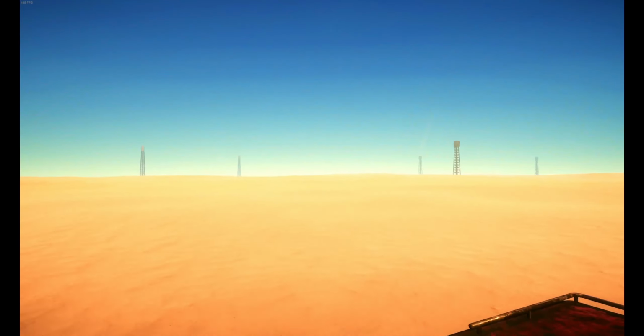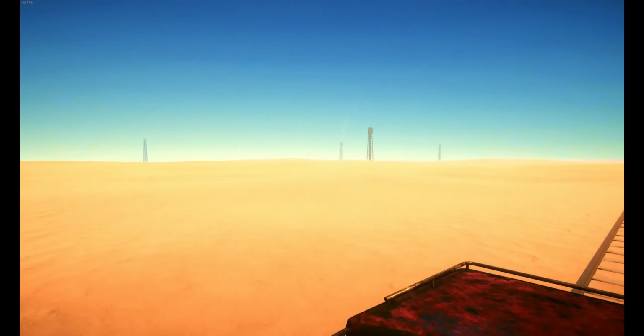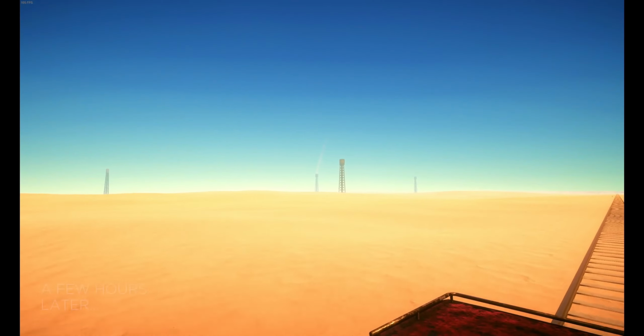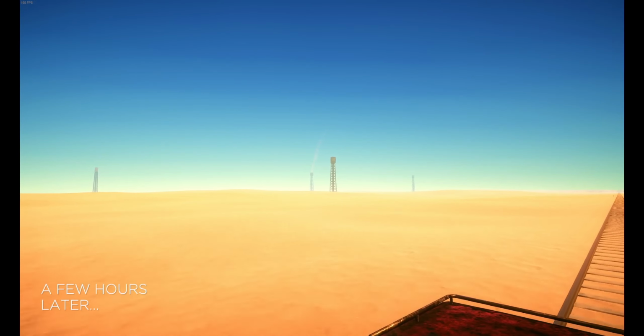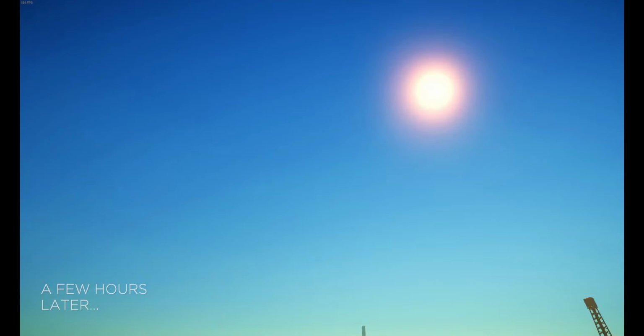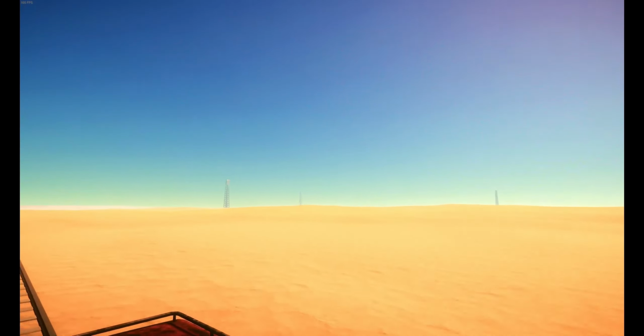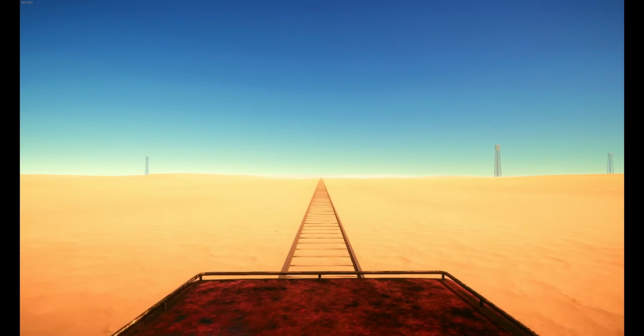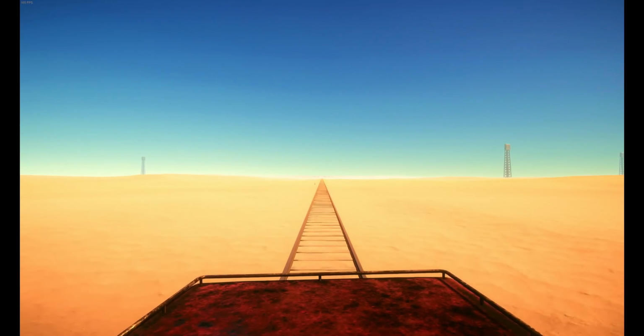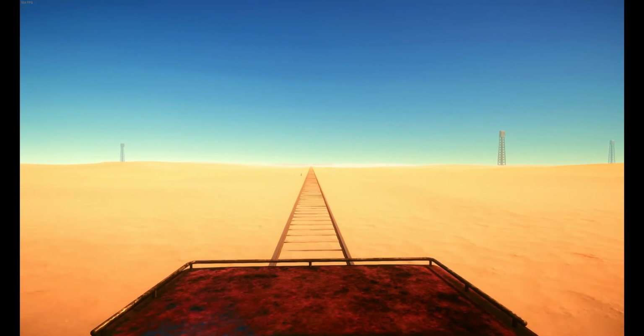Water towers? Oh, and the sun's moved! Cool! That's always a nice touch to see that, but then again, they haven't got to add much, have they?